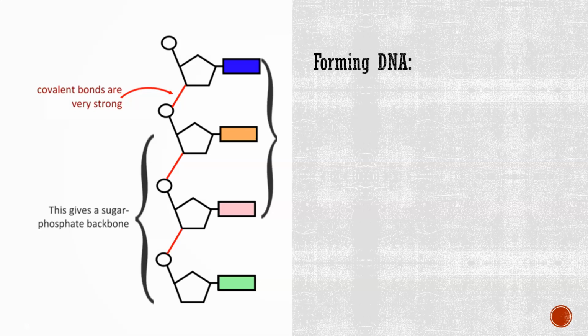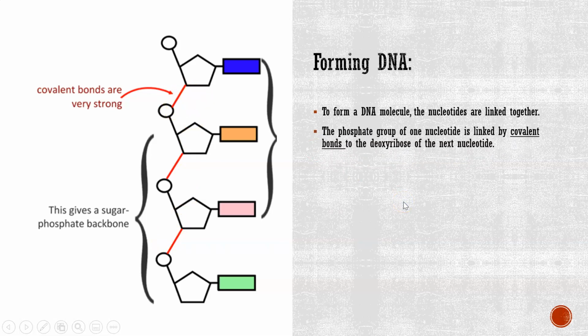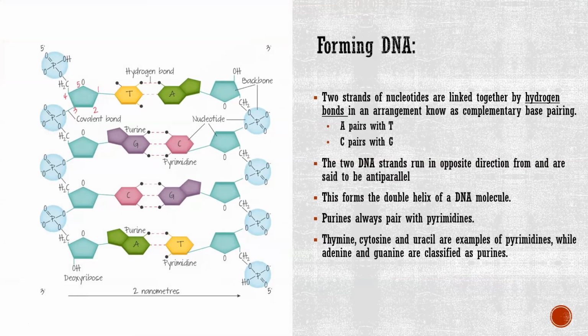Alrighty, so how do we form our polymer chain that we find in DNA? To form a DNA molecule, the nucleotides are linked together. So if you see here, you've got one nucleotide, another nucleotide, and another nucleotide and another nucleotide. Now they are bonded with this strong covalent bond here. So the phosphate group of one nucleotide is linked with a covalent bond to the deoxyribose sugar in the next nucleotide. Remembering we're talking about DNA here. So this forms what we call the backbone of the DNA molecule.